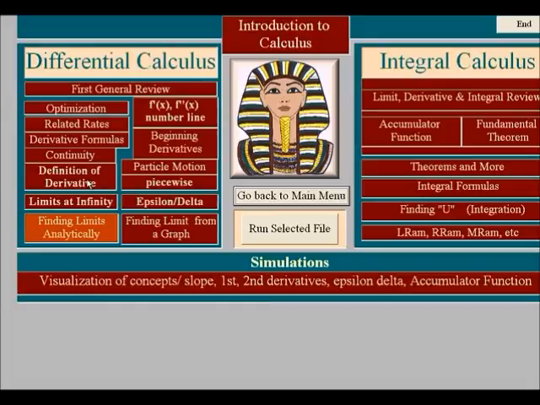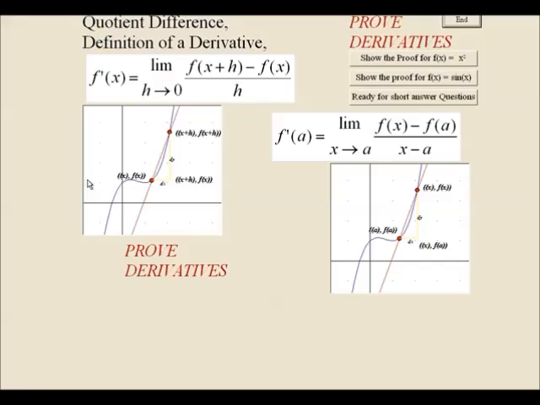Here we have the definition of the derivative. It's the limit as h approaches 0 of f of x plus h minus f of x over h. And we want to show the derivative, show the proof, and then we're ready for short answer questions. So let's just look at this.